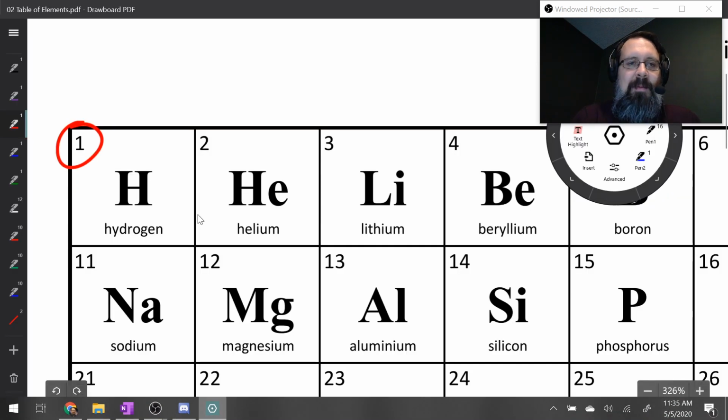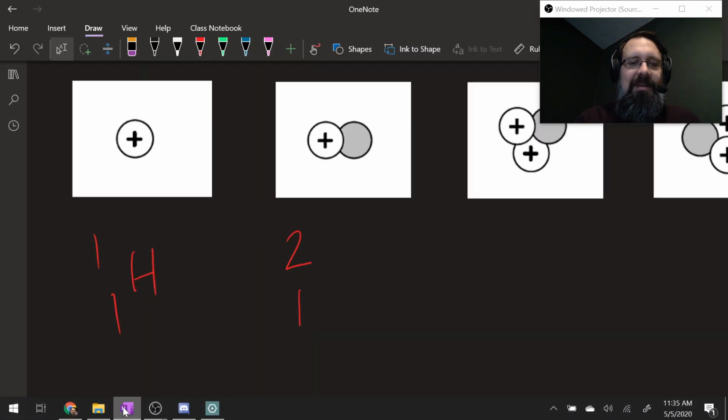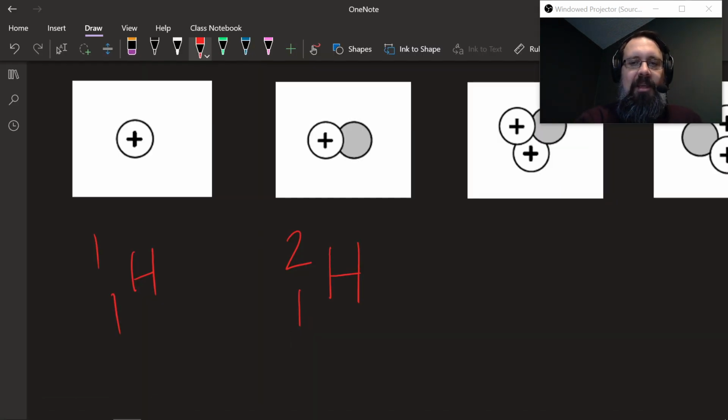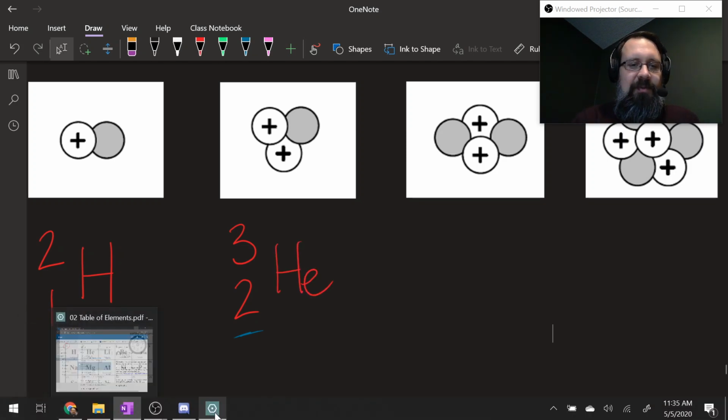Once again, which number tells you which element it is? It's the atomic number. So this isn't helium because helium has 2 protons. This is still hydrogen because it has 1 proton. But if we move over to the next one, now there are 3 nucleons and 2 of them are protons. So now the atomic number has changed, which means we have a different element. This is now helium, since helium has 2 protons.